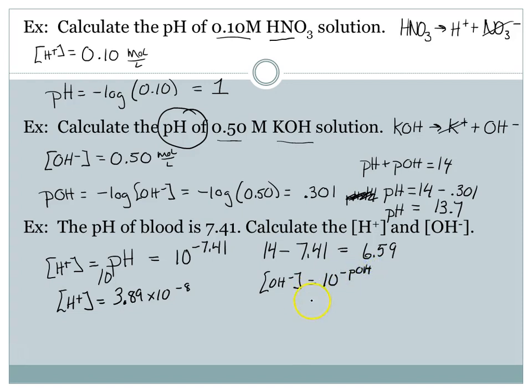So if I do 10 to the negative 6.59, that will give me 2.57 times 10 to the negative 7th. And again, this is equal to your concentration of hydroxide ions. And again, don't forget that lovely little exponent piece, because that is important.